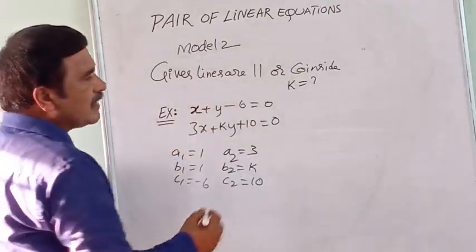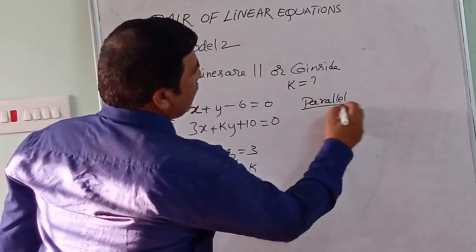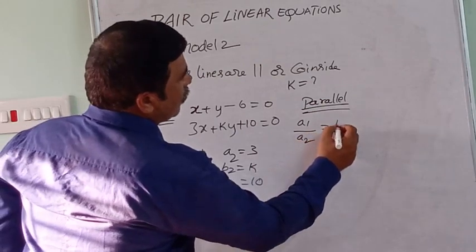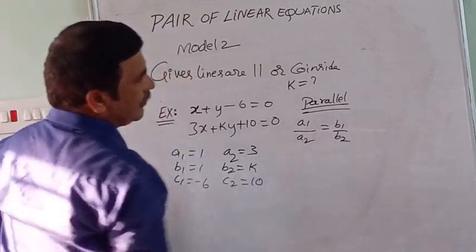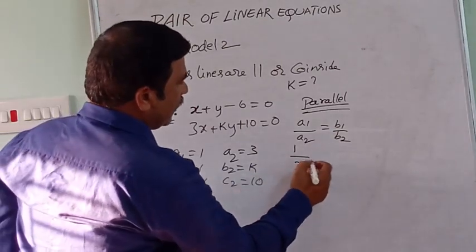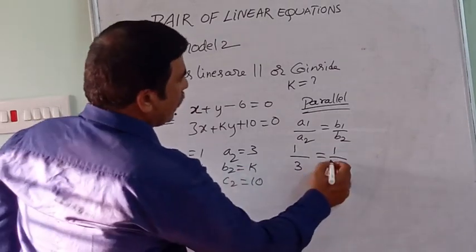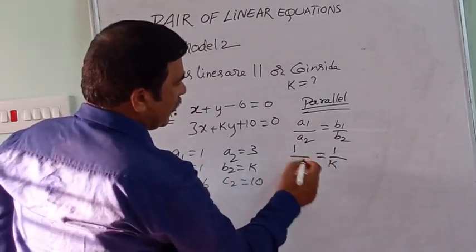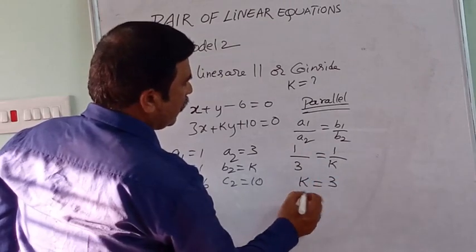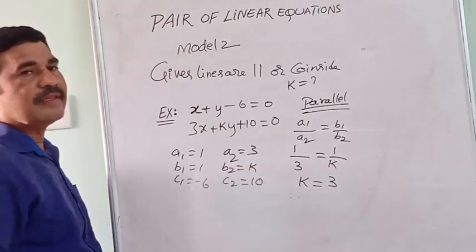Suppose the lines are parallel, he gave. What should we write? A1 by A2 is equal to B1 by B2 must be written. A1 value 1, A2 value 3, B1 value 1, B2 value k. Cross multiply: 1 into k, 3 into 1, 3. Therefore, k is equal to 3.